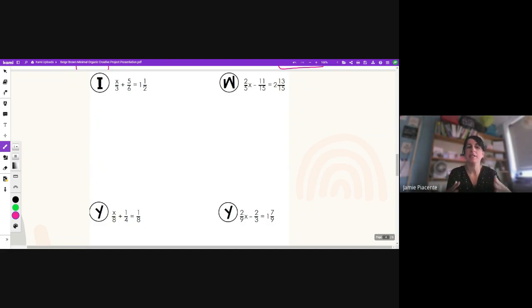This one, little bit of trickiness because the x is over the 3, so you might not notice the x right away. But it's there with the 3, so we're not going to touch that. So we're going to get rid of the 5/6. It's a plus 5/6, so we're going to subtract 5/6 from both sides.